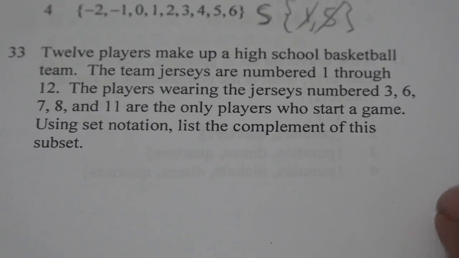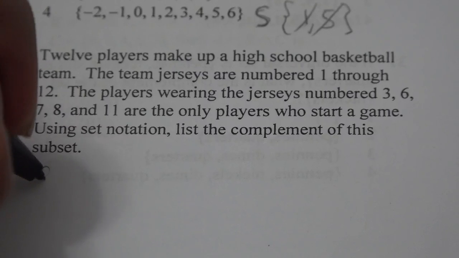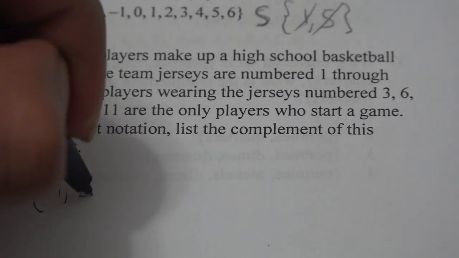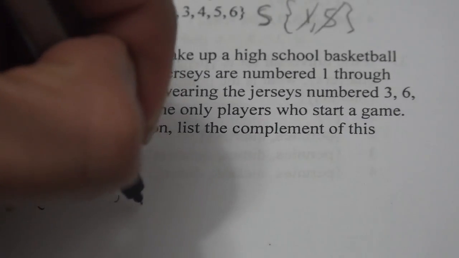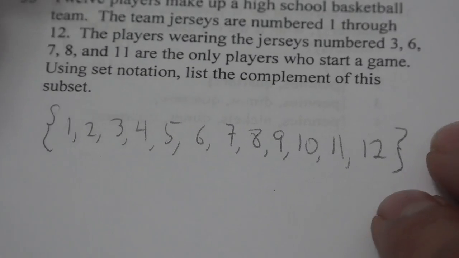12 players make up a high school team. The jerseys are numbered 1 through 12. So that's the first thing I'm gonna do: 1, 2, 3, 4, 5, 6, 7, 8, 9, 10, 11, 12. Okay. A subset.